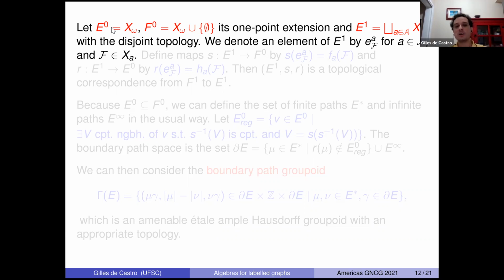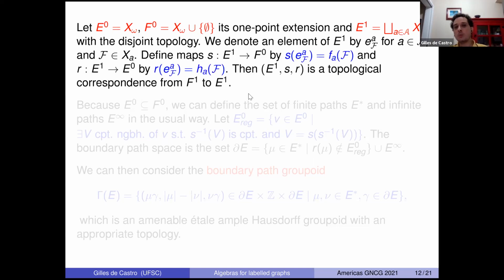And to make things work, instead of looking at only one set of edges, we're going to look at two, but here E0 is contained in F0, and F0 has this one-point extension topology. So if X omega is compact, we can add an isolated point, but if it's not compact, it's the one-point compactification. And then we can define the source and range maps by looking at the letter where the edge belongs, and then using the maps that I defined before for the corresponding ultrafilter. And then this is going to give us a topological correspondence.